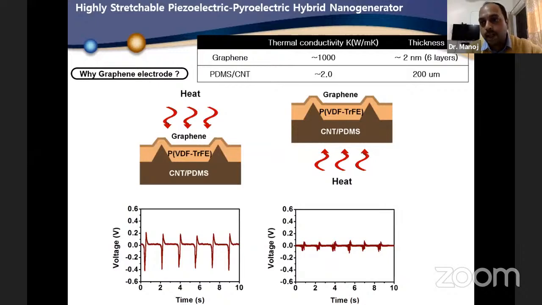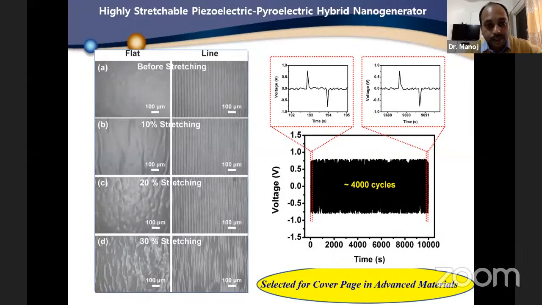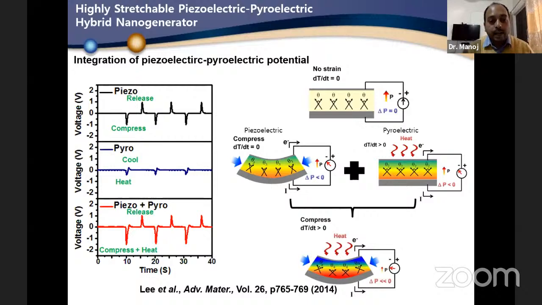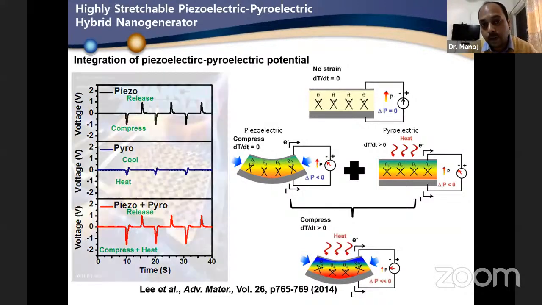Since it is pyroelectric, thermal gradient and thermal fluctuation we can convert into electrical energy. We have done two studies: when we apply heat through the graphene side, or through the CNT side. Applying heat through the graphene side, the output voltage was high because of the high thermal conductivity of graphene as compared to CNT. It shows good behavior even up to 4,000 cycles. Now we applied the thermal gradient by hair dryer as well as mechanical pressure simultaneously, so a hybrid and stretchable nanogenerator is also possible.